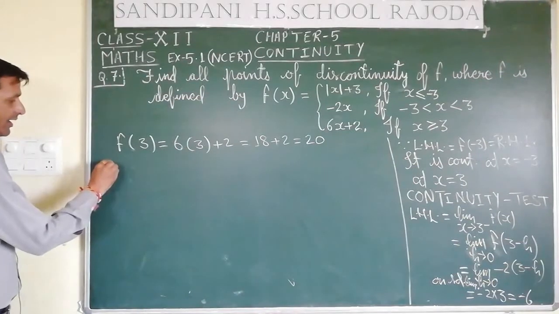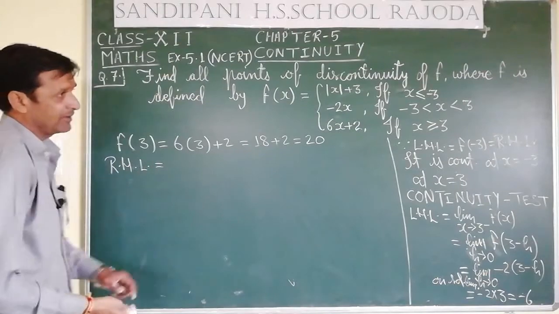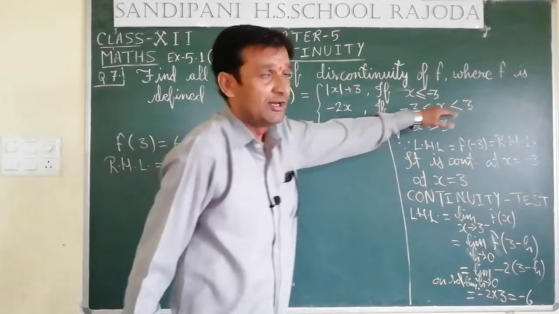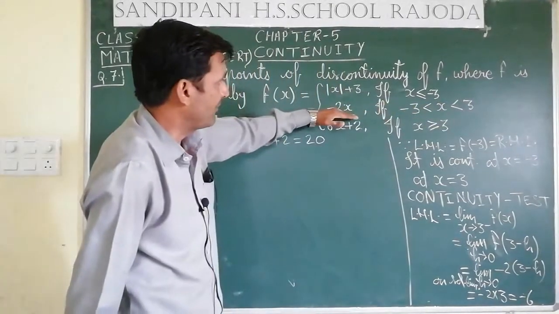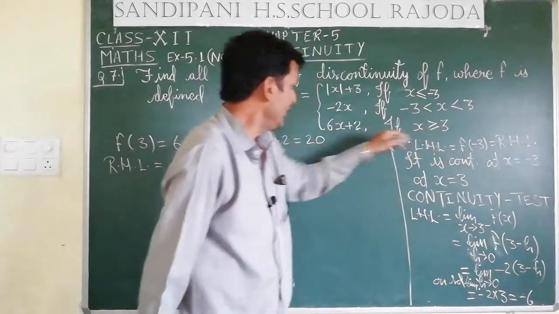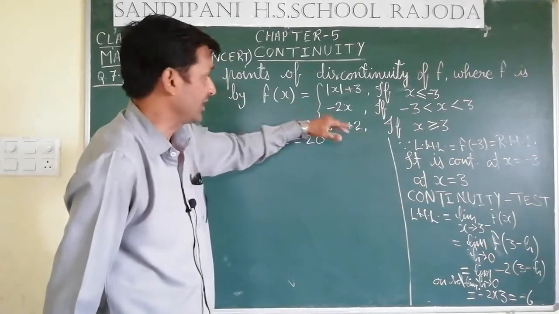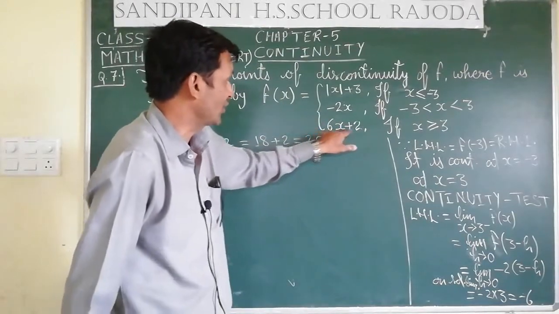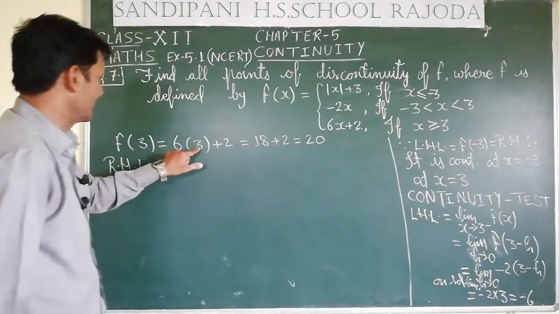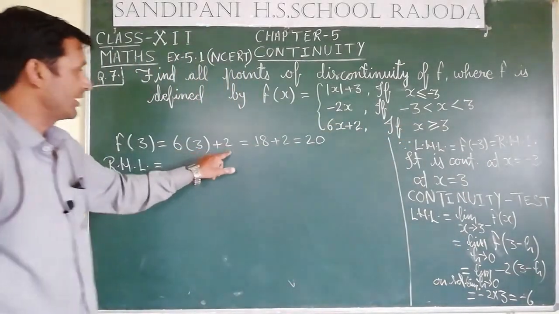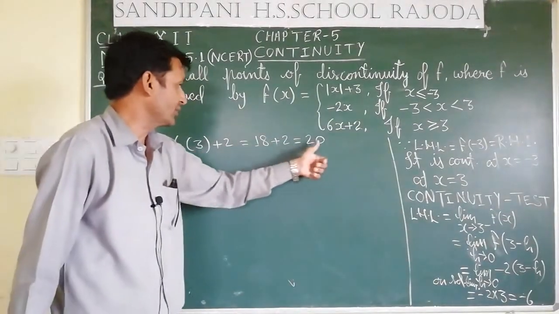Now RHL. Remember this, that for LHL it is 3 minus, which is the less than 3 part, so it will be applicable here. But for equal to 3 we have to apply the value of x as 3 in this part of the function, which is our third part of the function, that is known as 6x plus 2. So in place of x, that's why we have written 3 here. So 6 into 3 plus 2. According to the substituted value, 6 threes are 18 plus 2, that will be 20.